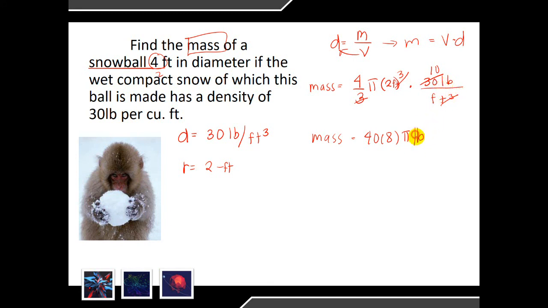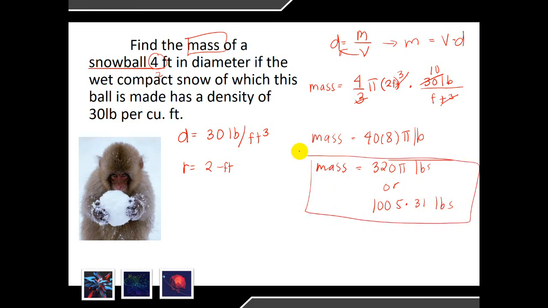And all we need to do now is to simplify this given. So, yung mass natin ngayon is what? 320 pi pounds. O, pwede rin naman na decimal. And it will give us 1,005.31 pounds. So, yan yung mass ng ating snow. I mean yung snowball.